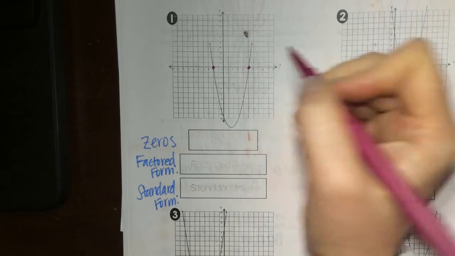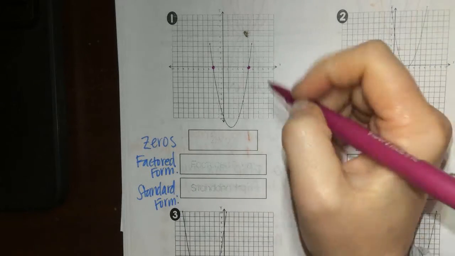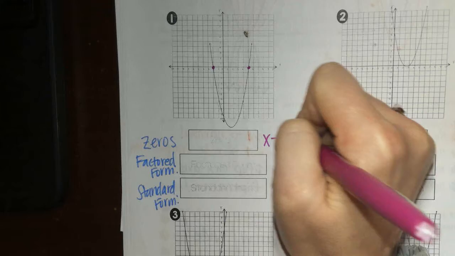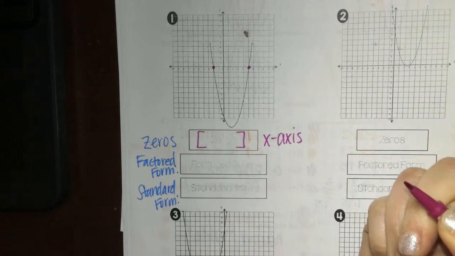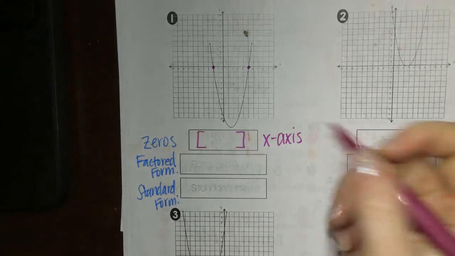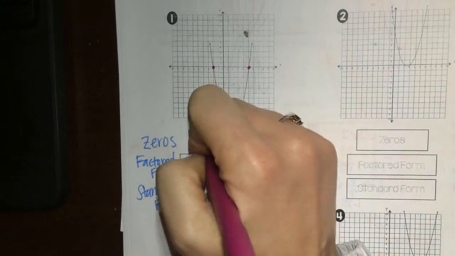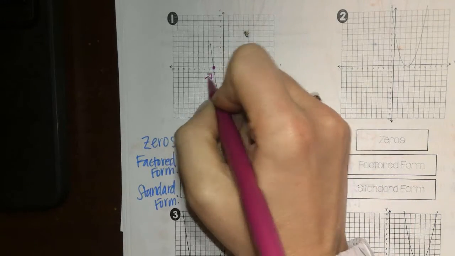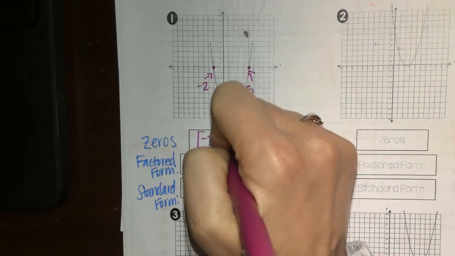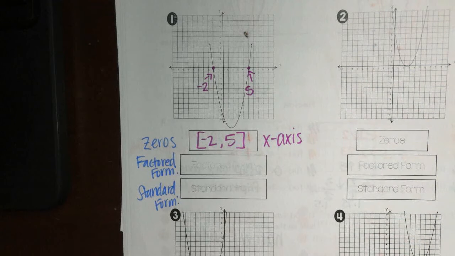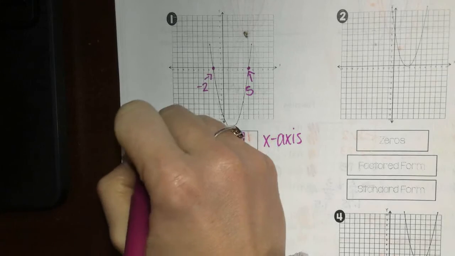The first thing we're doing is looking at the graph, and we're going to make a dot where it crosses the x-axis. That is your zeros. I'm going to put these in brackets because I don't want you to think it's a coordinate pair. I'm going to list our zeros. It's -2 right here, and this is 5. So those are your zeros. You might also hear them called roots.